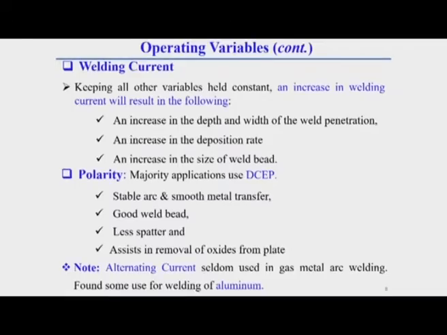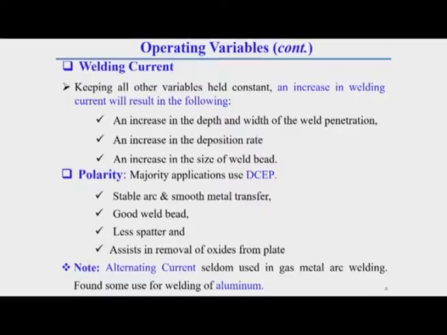Generally, the effect of welding current means keeping all other parameters fixed. If you increase the welding current, it increases the depth as well as marginally the width, so the depth of penetration increases. It also increases the deposition rate, because if you increase the current, the burn off rate increases, so more metal is deposited. It also increases the size of the weld bead.